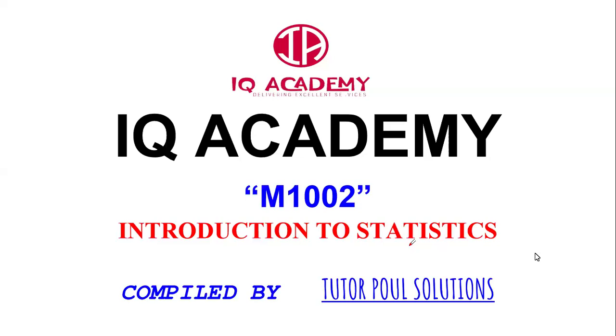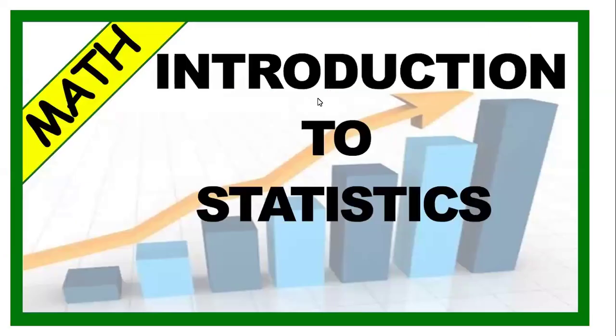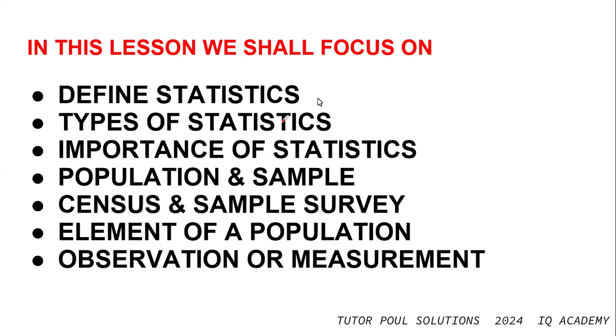In this one, we want to achieve these objectives that I've outlined. The first one, we want to define what statistics is, and then we can go on and talk about the types of statistics that we have. We can further discuss the importance of statistics. We can talk about the population in relation to the sample. We can talk about the census and the sample survey. And then we can define an element, or what we call a member of the population. Finally, for this video, we are going to define what an observation is, which is also called a measurement.